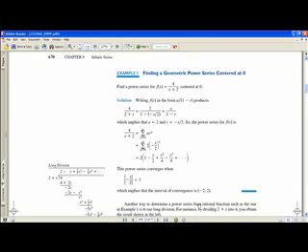So let's take a look at another handful of examples. We have the function f of x equals 4 over x plus 2. We want to find a power series centered at 0, and so we can first write it as 4 over 2 plus x. Then I've got to divide everything by 2.